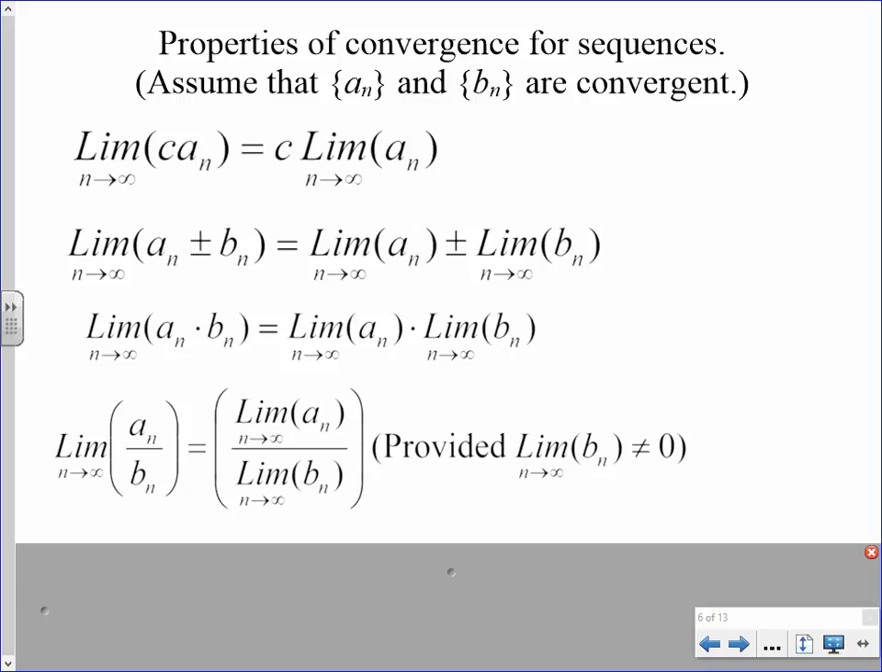As we mentioned before, if a sequence does not converge, then we say that it diverges. We talked about that with the 1, -1, 1, -1. That one's not going to have a limit, so we say that the sequence diverges. We need to talk about a couple of terms.